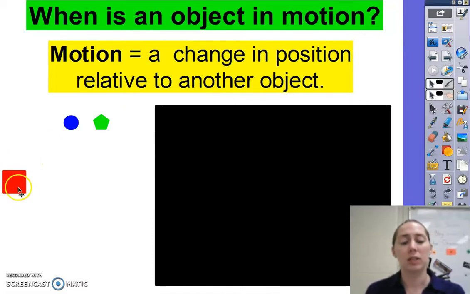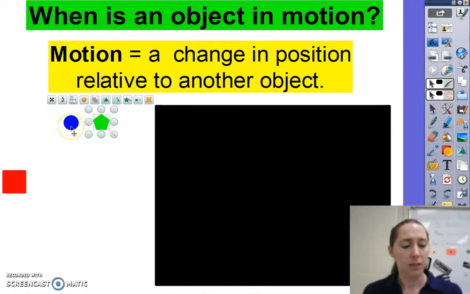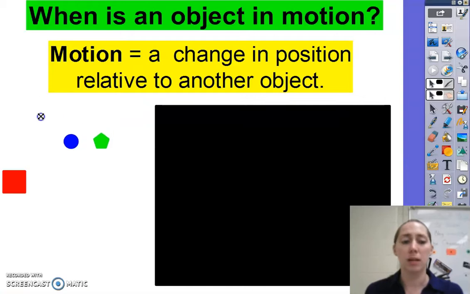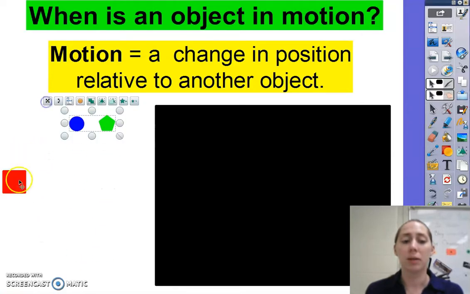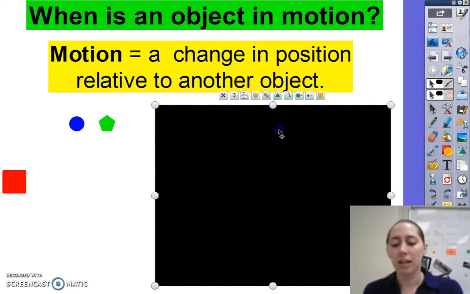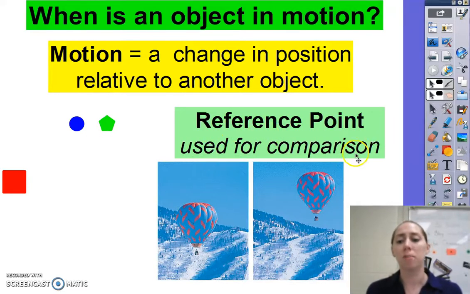For example, we've got this red square, the blue circle, and the green pentagon. If we take the blue and green shapes and move them relative to the red square, they're considered to be moving compared to that red square. But relative to each other, the distance between them and the position between them isn't changing. So relative to each other, they're not moving. That other object is called a reference point, and it's used for comparison.